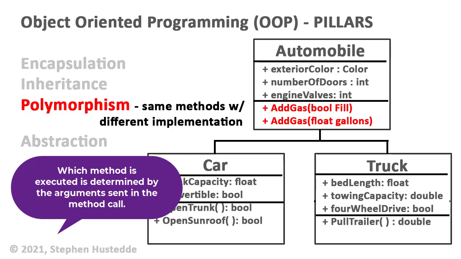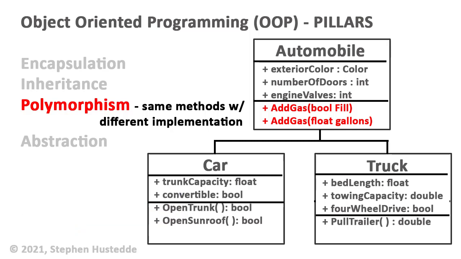That is polymorphism. In this case, this is a particular form of polymorphism called overloading. It might be a situation where we have a method in the car class that is the same name as a method in the truck class. Or it could be a method in the car class that overrides a method from the automobile class. Those would be additional examples of polymorphism.